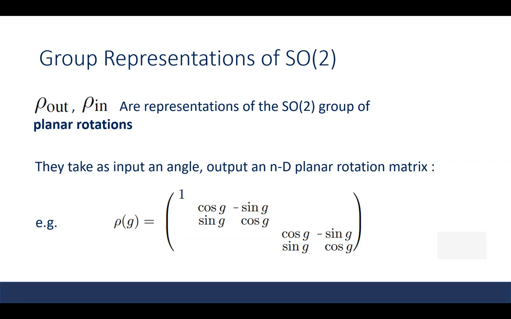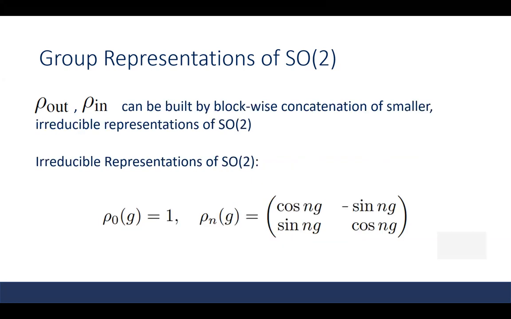And this rotation matrix, if you spend your time looking at planar representations of SO2, you'll see that all of them have a very similar block diagonal structure. Usually you have a one somewhere and you have these 2x2 matrices somewhere. And this is not a coincidence. This is because representations of SO2 can be built from irreducible representations of SO2 by blockwise concatenation.